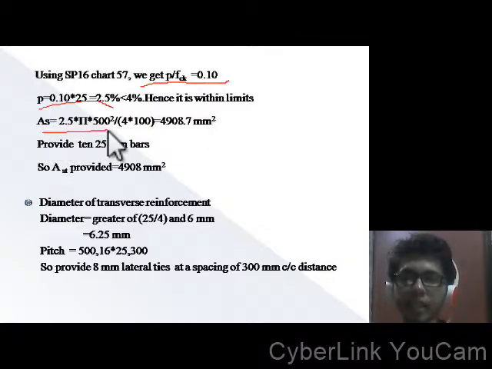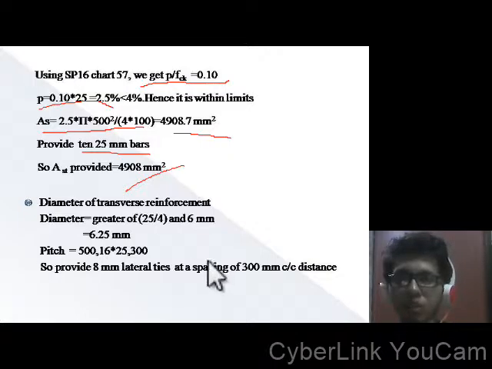So we will find the area of the steel. 2.5 percent of the area of the concrete gives the area of the steel, that is 4908.7 mm square. We are providing 10 bars of 25 mm, thus the provided value is 4908 mm square. Now again we have to find the diameter of the transverse reinforcement.